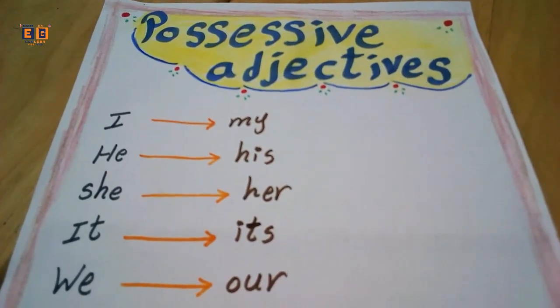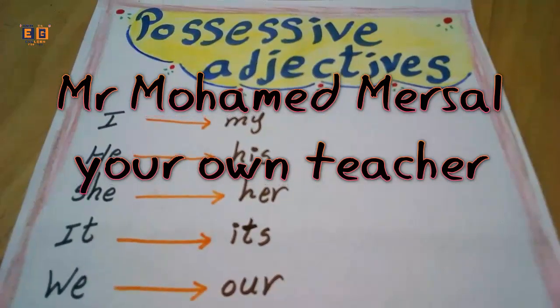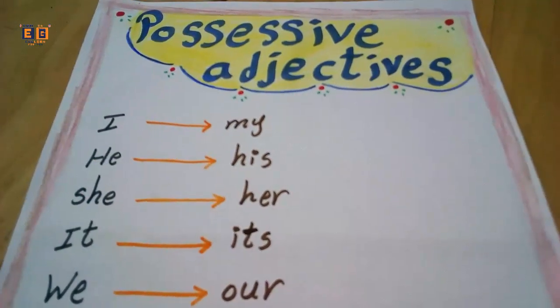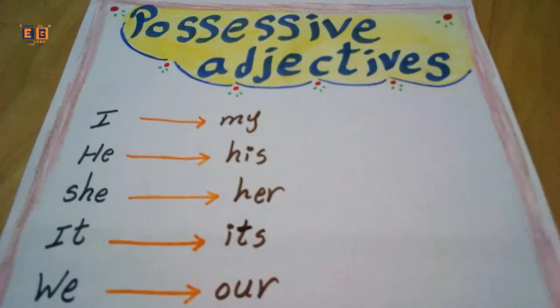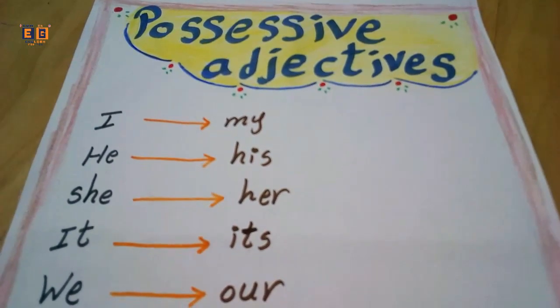Hello everyone, this is Muhammad Mursal at Qoraa channel on YouTube, and this is the first part of lesson 4, which talks about possessions in the English language. In this lesson we are going to talk about possessive adjectives.